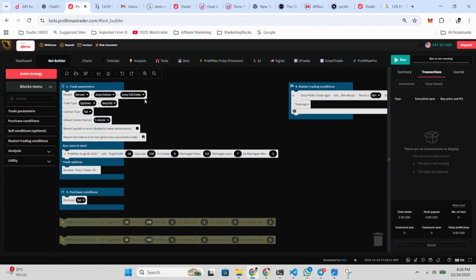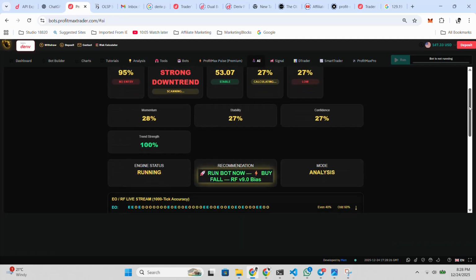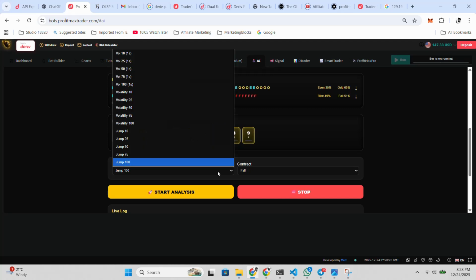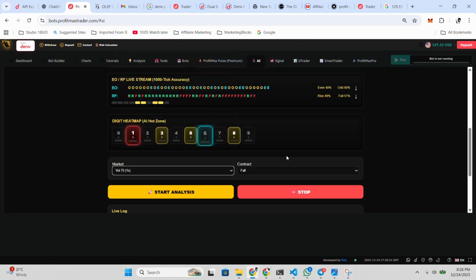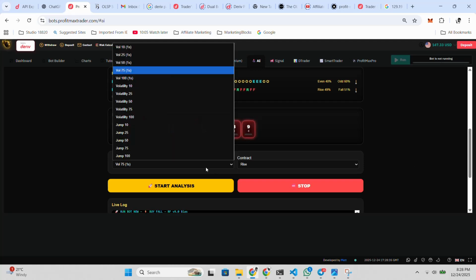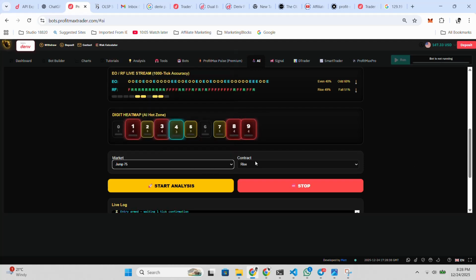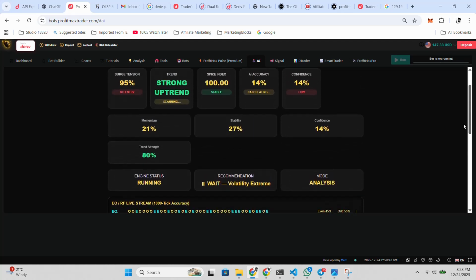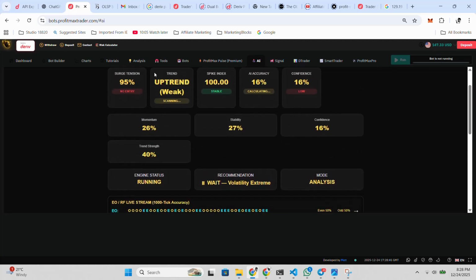Jump 75. See whether we can capture rise. Then we come back to the AI tool. In case you come to the AI tool and you find it hanging, you can always click another tab and then come back. It will come back to life. Okay, so volatility, not 75 1S, Jump 75, Jump 75 index. So let's see whether we can capture a rise. Now we wait for that. You can also see there a strong uptrend. Now it's weak.